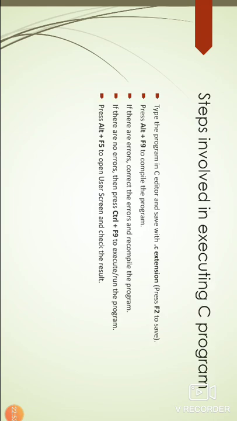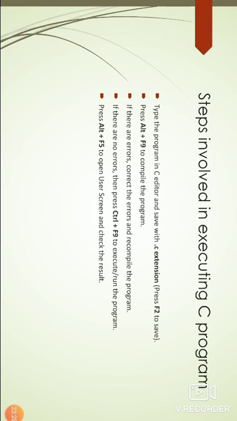Next, the steps involved in executing a C program. First we have to type the program in the C editor and then save it with a .c extension. To save the C program, we press the F2 key on the keyboard. Now a save as dialog box appears. After that we write the file name with the .c extension and then click on the save button.